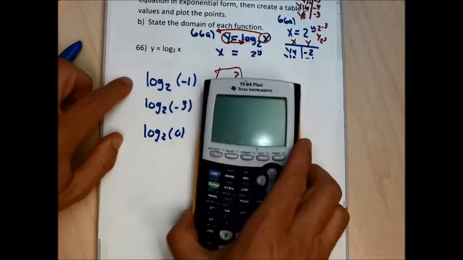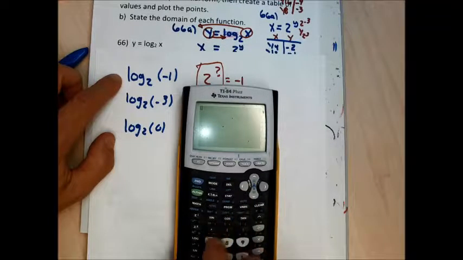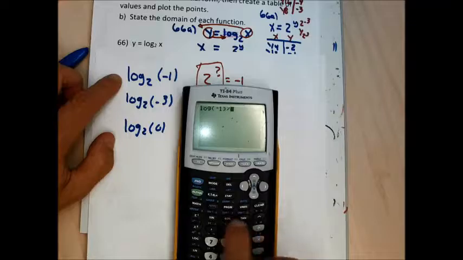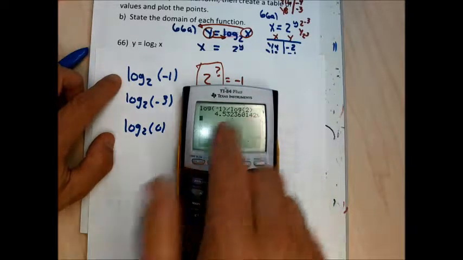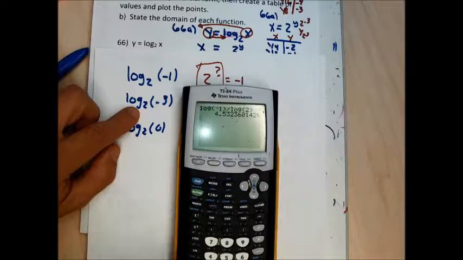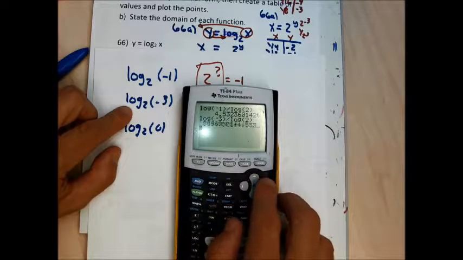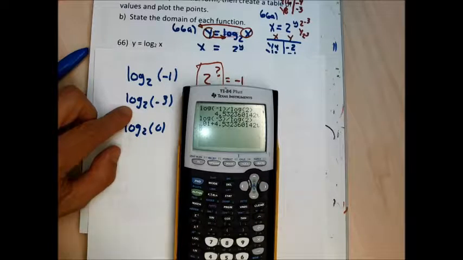So if I did this on my calculator to find out what the log base 2 of negative 1 is, and did the log of negative 1 divided by the log of 2, my calculator is going to tell me that the answer has an i in it. Logarithms of negative numbers are like square roots of negative numbers. They're imaginary numbers. Similarly, if I did log of negative 3 divided by the log of 2, I'd get another number that has an i in it. If I scrolled over far enough, I'd see an i.